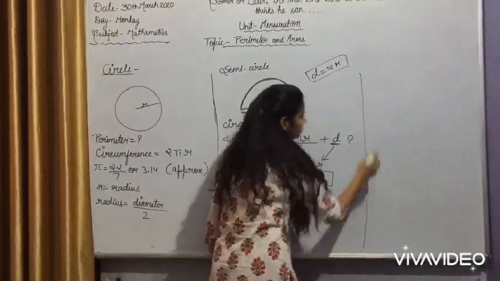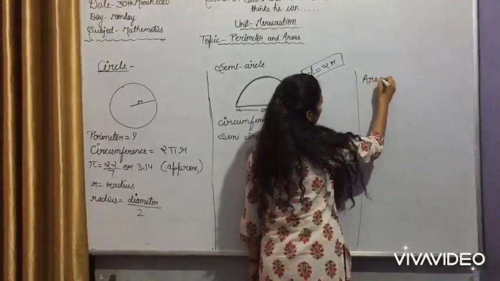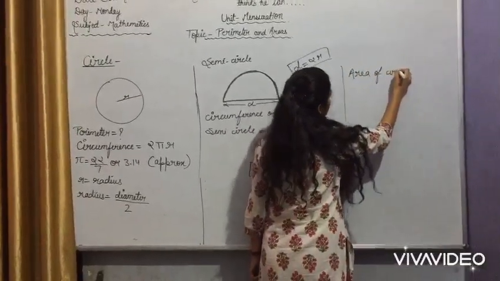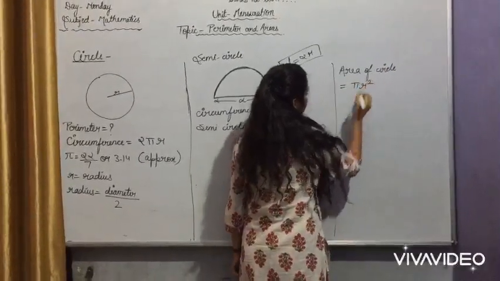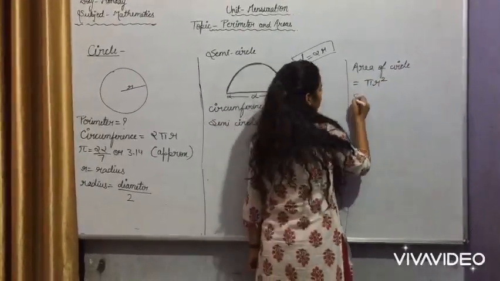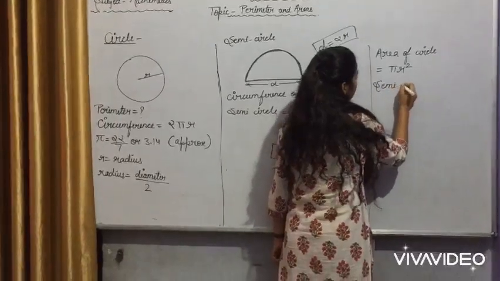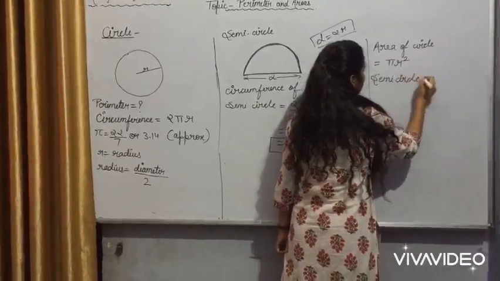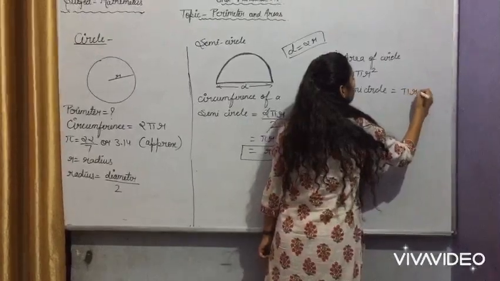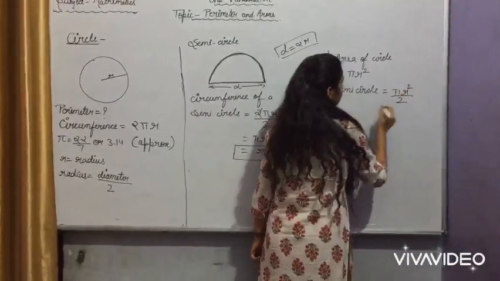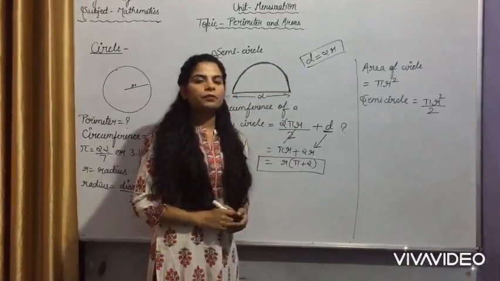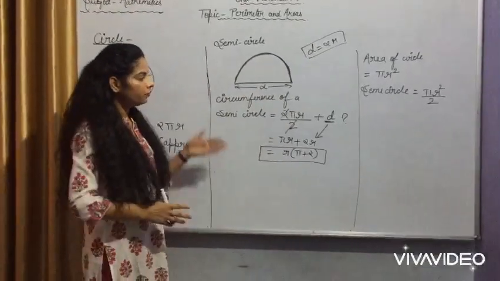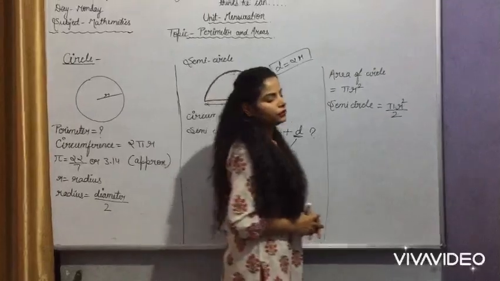Area. Now what is the area of a circle? Area of a circle is given by the formula pi r square, and the area of a semicircle is given by pi r square upon 2. Pi r square upon 2, that means area of circle divided by 2. Now we are familiar with the basics of this chapter.